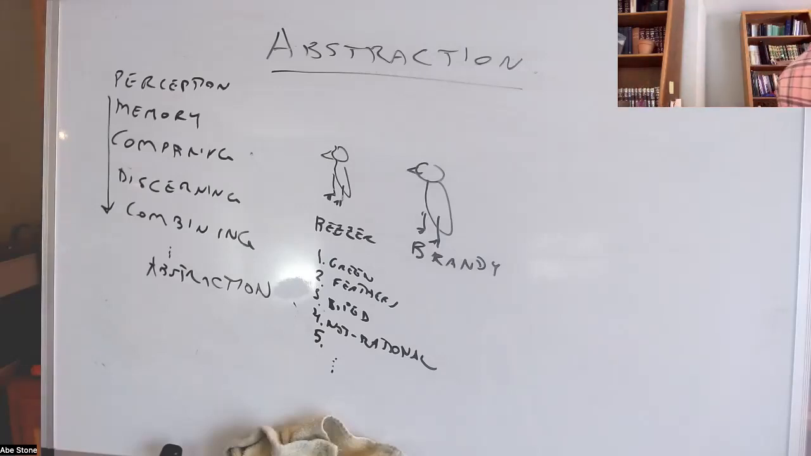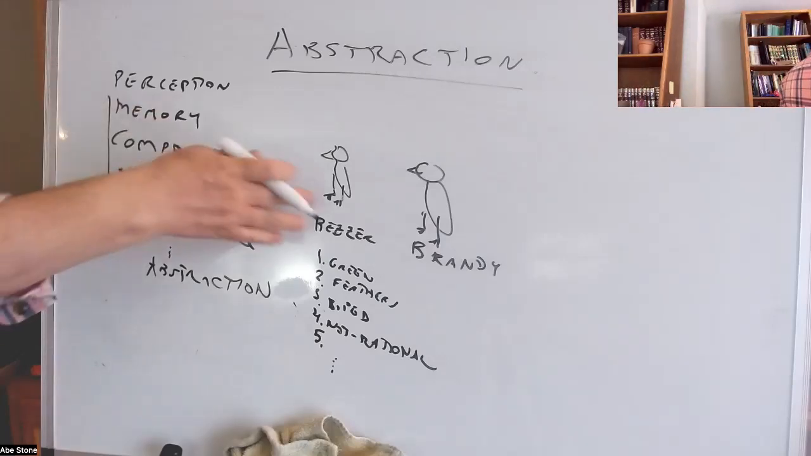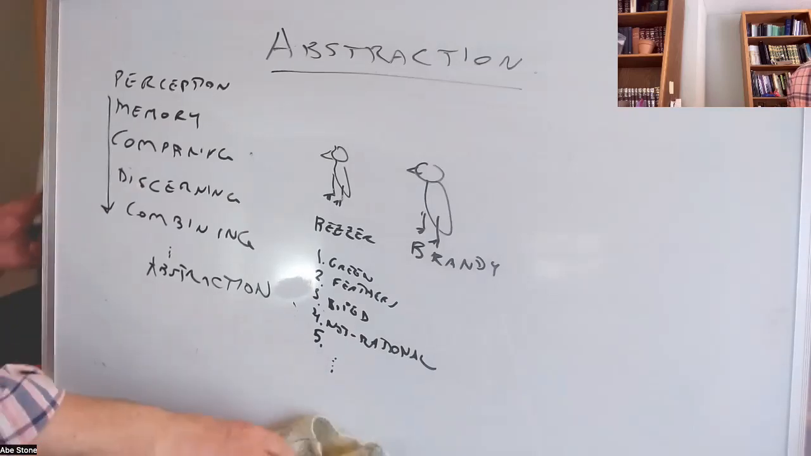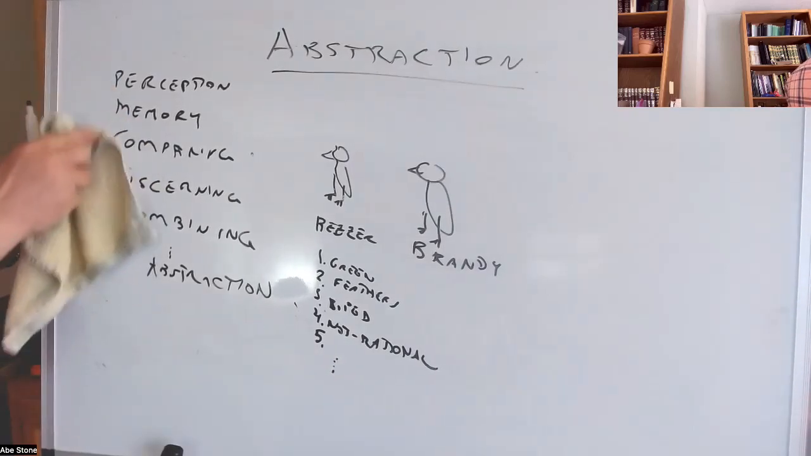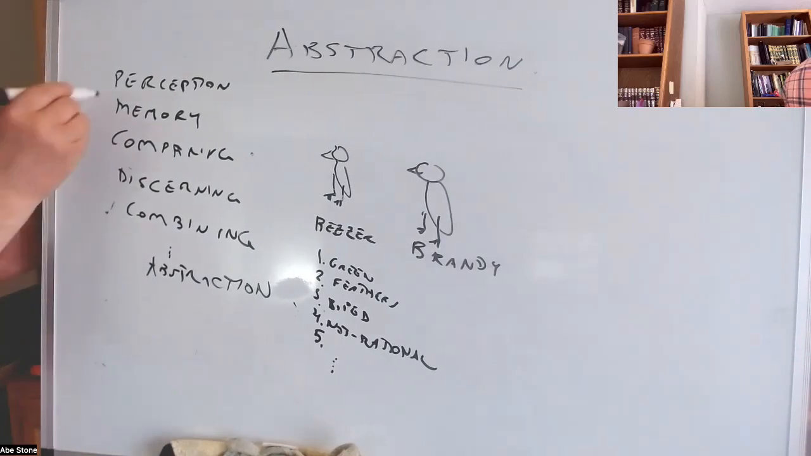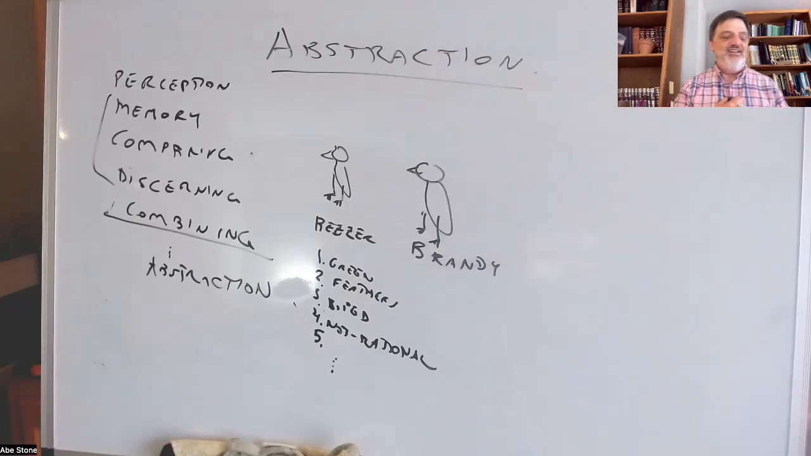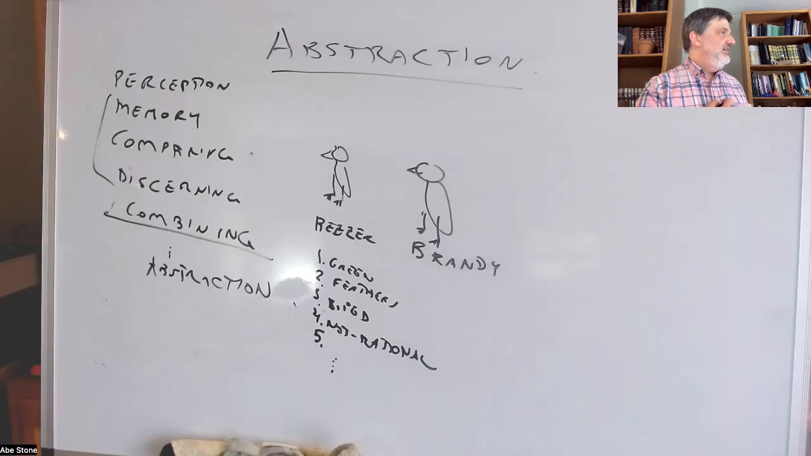So, okay, we understand you need perception to get a particular idea of Beezer and Brandy. But then once you have the particular idea, you have the whole list. Well, okay, maybe I'm asking the wrong question. Maybe, I mean, you can see why we need these three, but why do we need this one? That's the right question. They're already combined.